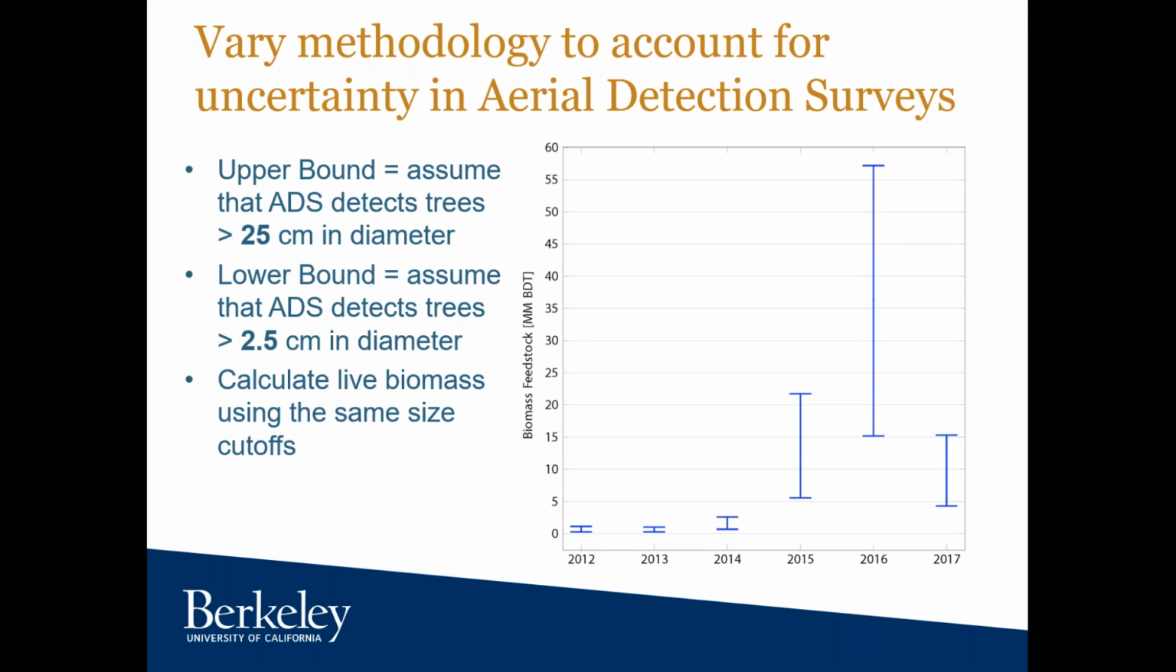So that is a much more conservative estimate, the lower bound. And then when we show you live biomass in a minute, that corresponds to these same assumptions. So our live biomass estimates, for example, include all live trees greater than 25 centimeters when you're looking at the lower bound live biomass, because the live biomass lower bound corresponds to the dead biomass upper bound. That might make a little bit more sense when we're looking at the actual map.